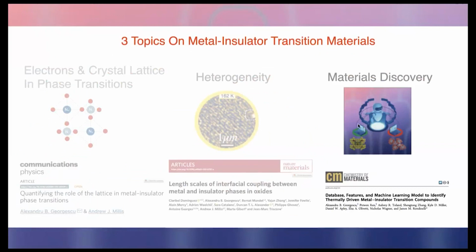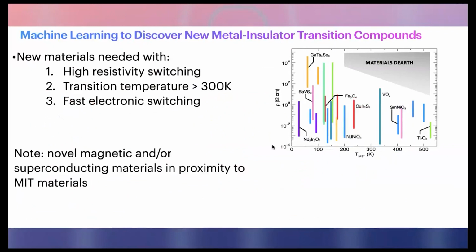And the final topic I'll talk about a little bit is that of materials discovery using AI. So like I was showing you, we want new materials. We want them to have high changes in their resistivity, high transition temperatures, fast electronic switching. So basically, as you can see, the reason people tend to keep using VO2 for their devices is because it's here. It's above 300 and has a very sharp transition.